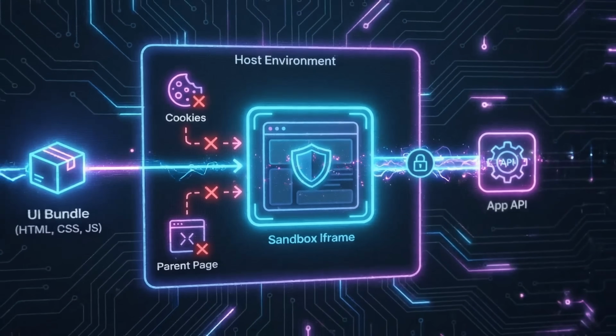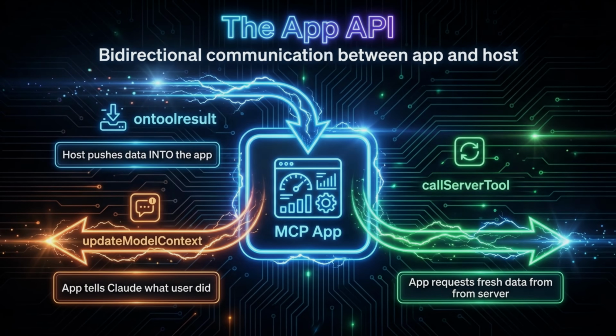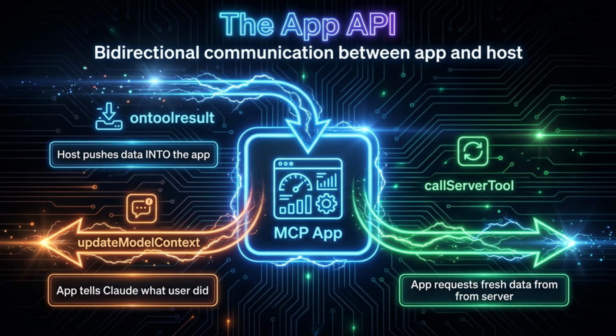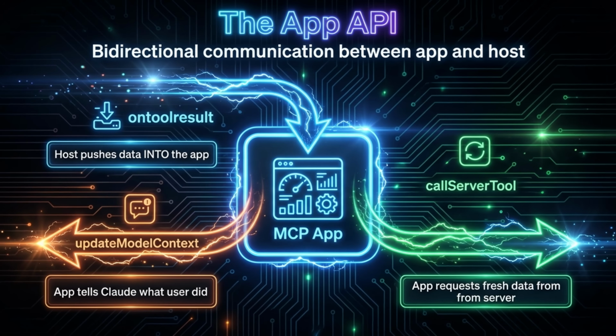And here is the clever part, the app API. The app gets three main methods. One is the on-tool result. When you call the tool, the result data gets pushed into the app. The app renders it, shows the chart, sets the sliders.